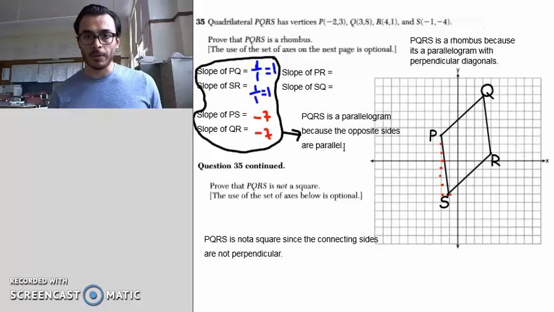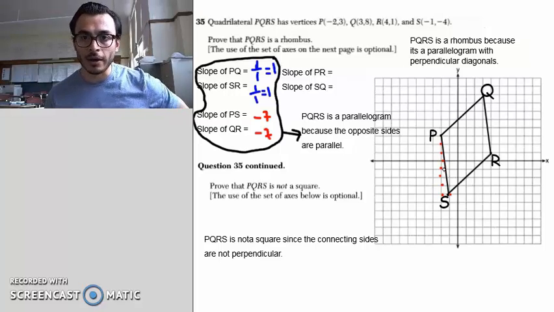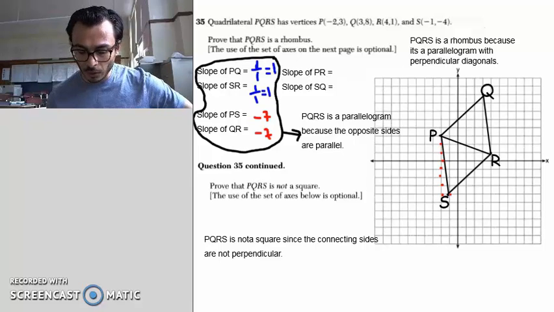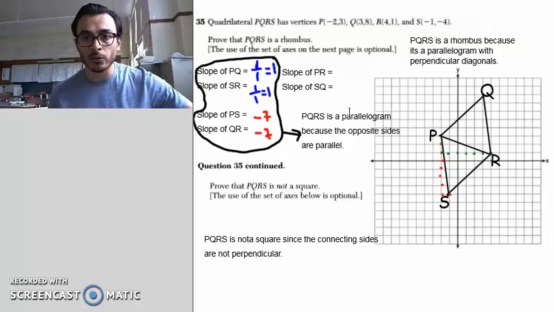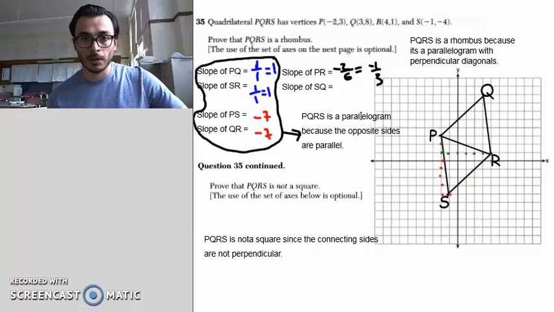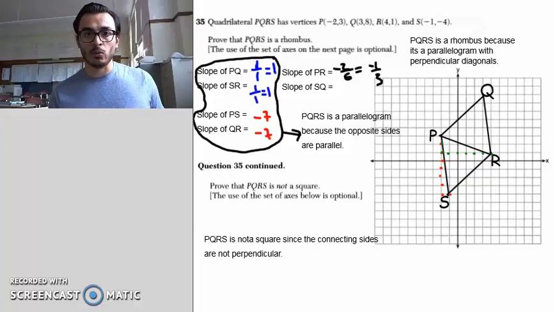Now, to prove it's a rhombus, I need the slopes of the diagonals. So let's go ahead and find the slope of PR. So what's the slope of PR? Well, let's see, it goes down 2 over 1, 2, 3, 4, 5, 6. So it goes down 2 over 6, which reduces to -1/3.